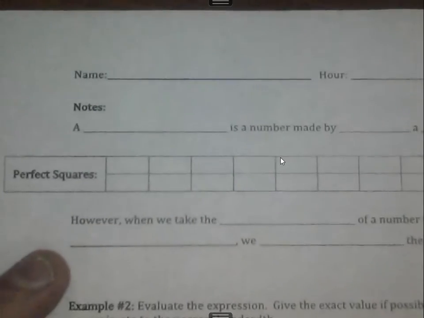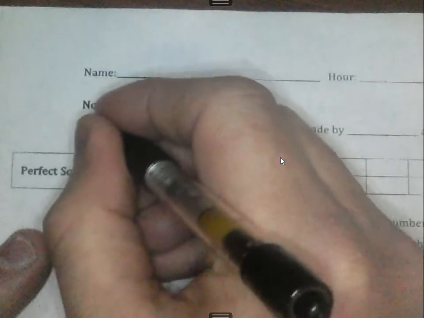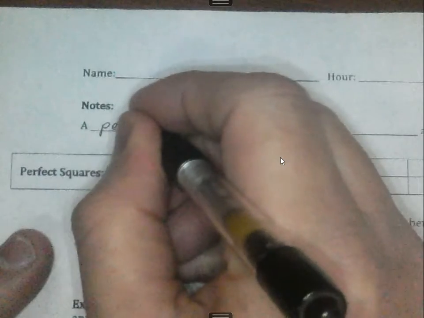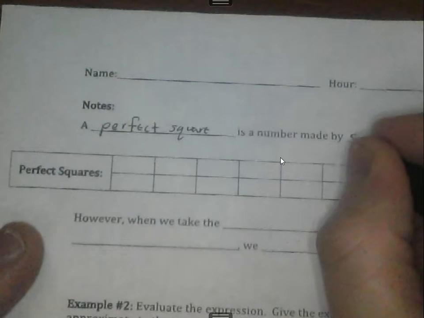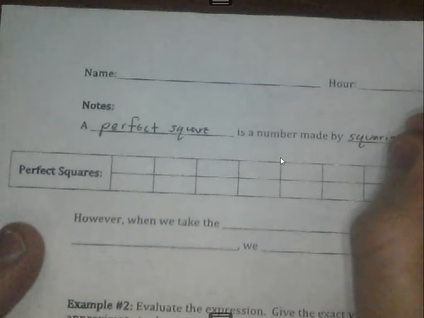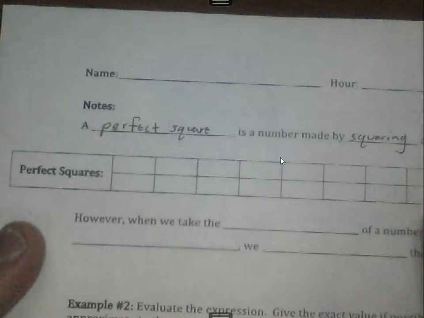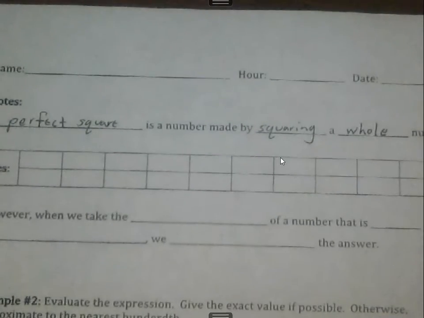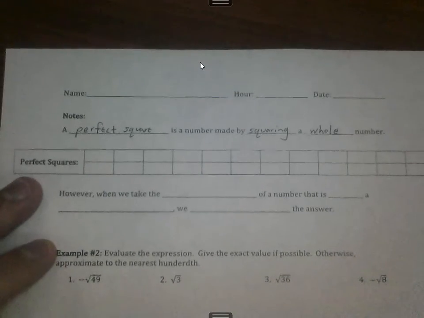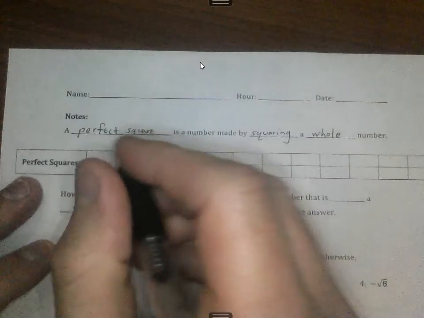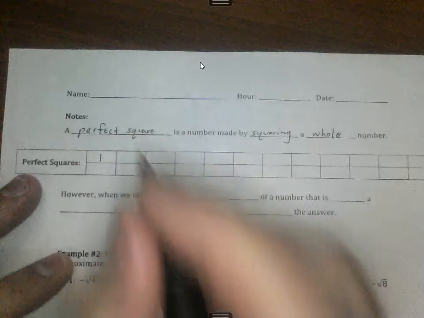On the back side, a perfect square is a number made by squaring a whole number. Now, for the perfect squares, there's some that you have to know. For example, you should know these perfect squares.